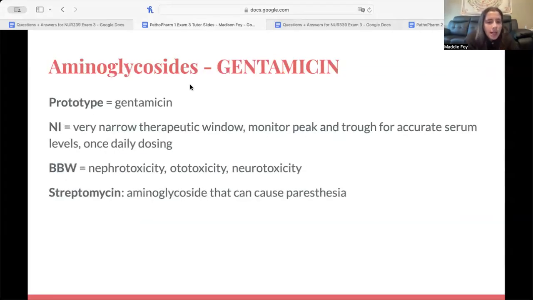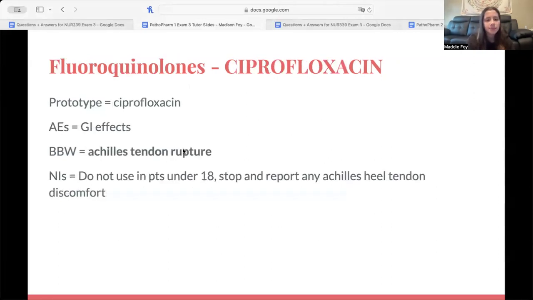Then you have your aminoglycosides. This is gentamicin. The important thing to remember about gentamicin is that it has a very narrow therapeutic range. So you have to do serum drug levels to make sure that your drug level is within that expected range. Otherwise, you see those black box warnings, your patients at a higher risk for those. So those are nephrotoxicity, ototoxicity, and neurotoxicity. Gentamicin is great as long as it stays within that therapeutic window. And then streptomycin is another aminoglycoside that can cause paresthesia or numbness/tingling of the extremities.